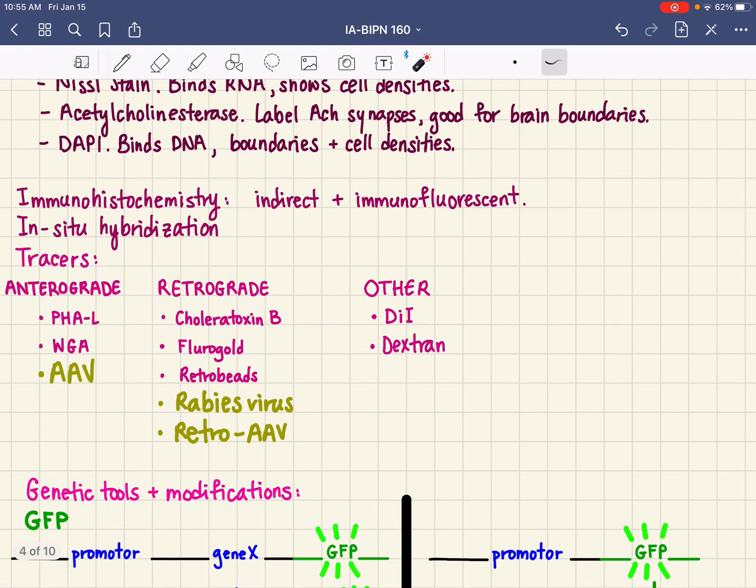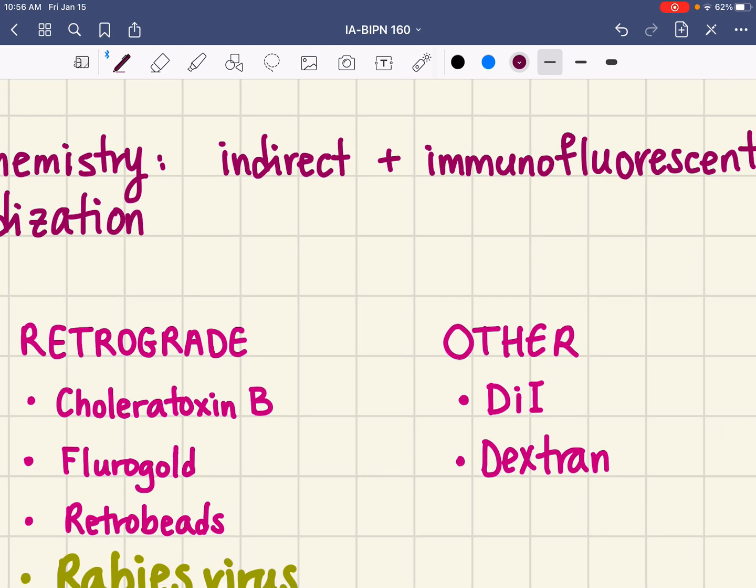Then we talk about immunohistochemistry, and this is another way of visualizing different proteins or different structures in the brain. There are two types of immunohistochemistry technique: the indirect and the immunofluorescent. The indirect immunohistochemistry is when we have a protein that we want to target, and we form an antibody that attaches, that is specific to this protein.